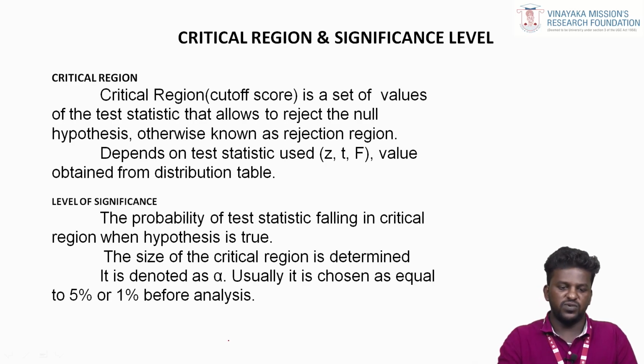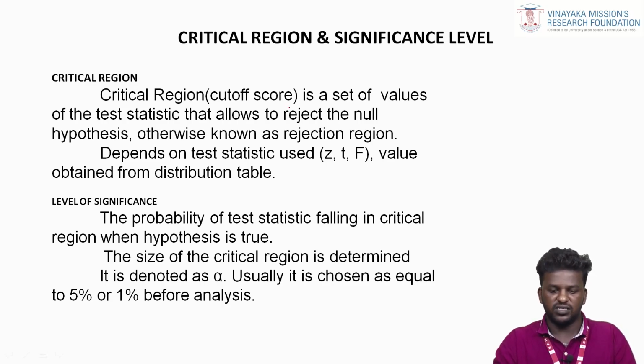Okay. So first of all, what is critical region? Critical region is a cutoff score, otherwise a set of values of the test statistic that allows us to reject the null hypothesis, otherwise known as rejection region. The critical value is a score based on the distribution of data. This score plays a role in decision making to reject the null hypothesis.